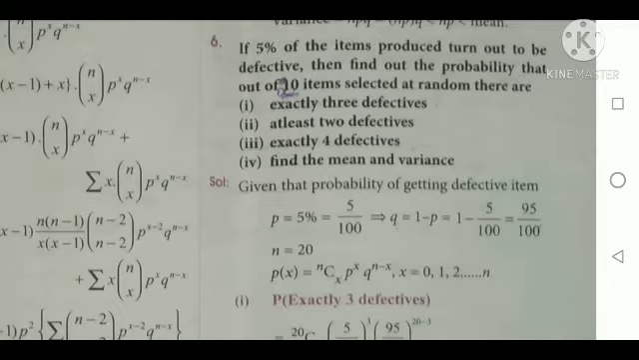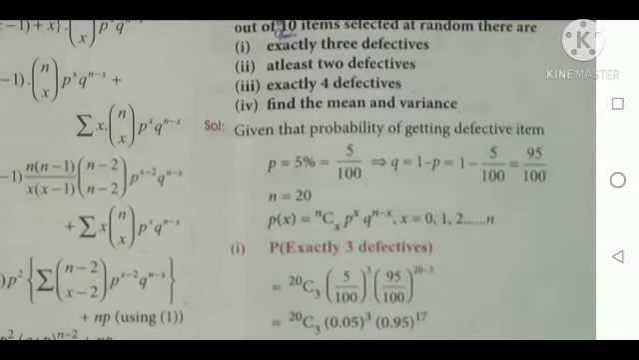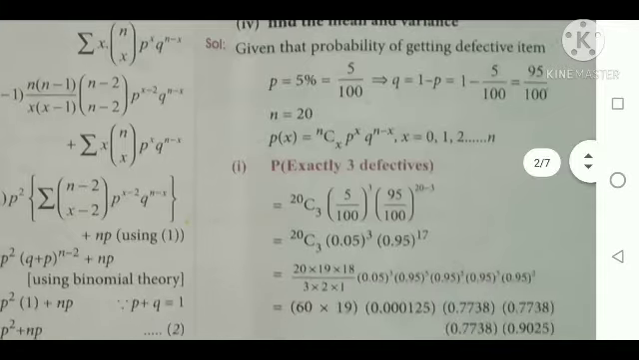Here we are using the formula P of x equal to nCx p power x q power n minus x, where x equal to 0 to n. Exactly 3 defective means n equal to 20 and x equal to 3. So out of 20 there are 3 defective, therefore 20C3 into 5 by 100, that is p power 3, and q power 20 minus 3, which is 17. For 3 defective we take p power 3, and the remaining are non-defective, therefore 20 minus 3, which is 17. So 0.05 whole power 3 and 0.95 whole power 17 into 20C3.